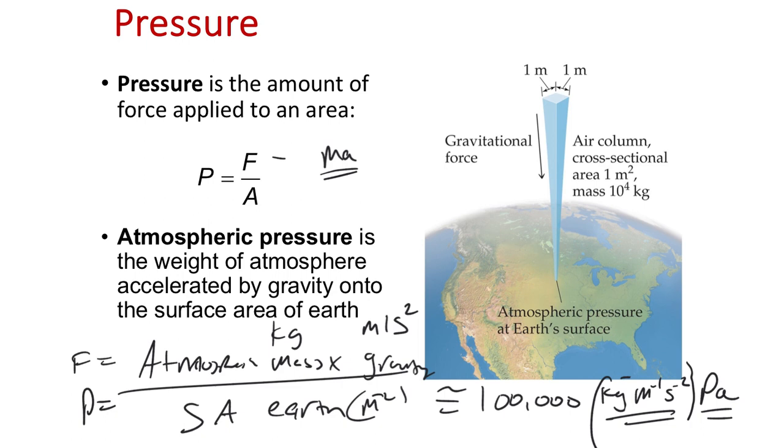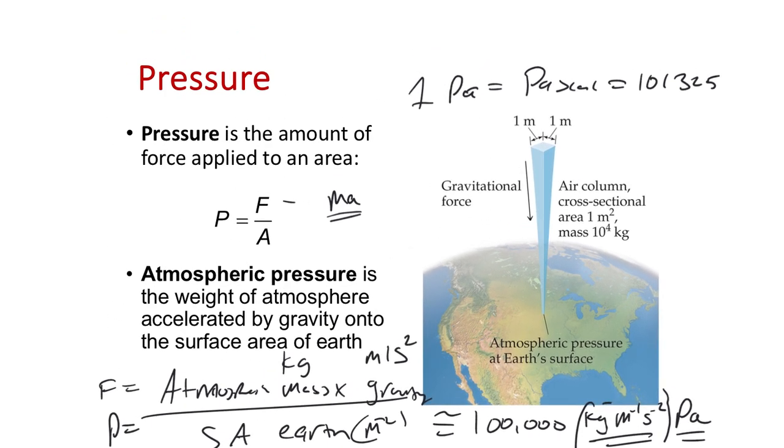So 1 Pascal, and these pressure units are also given on the next slide. 1 Pascal is equal to specifically 101,325. Okay, I'm defining two different conversion factors. The Pascal is the kilogram, meter to the -1, second to the -2. So 1 Pascal is 1 kilogram, meter to the -1, second to the -2.